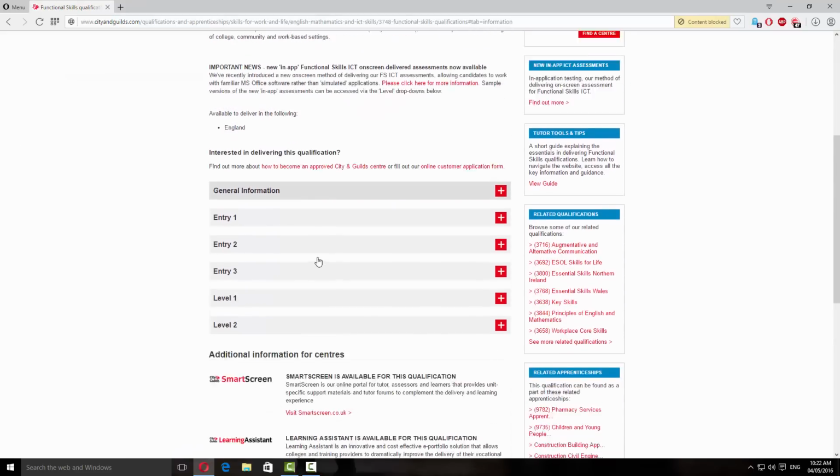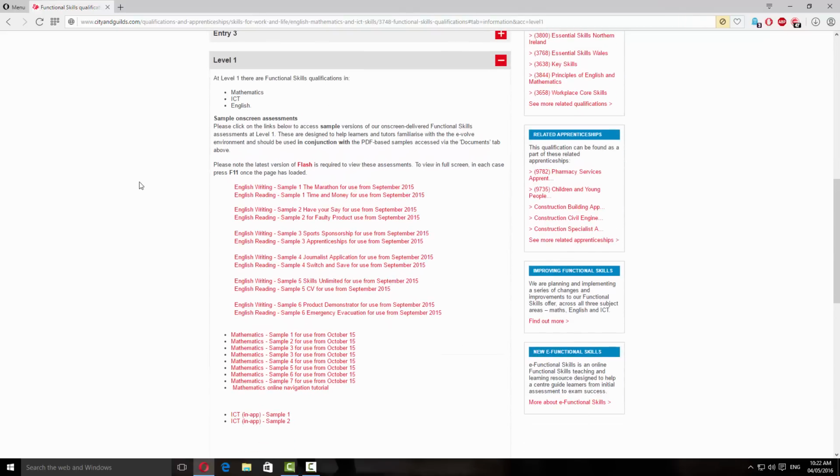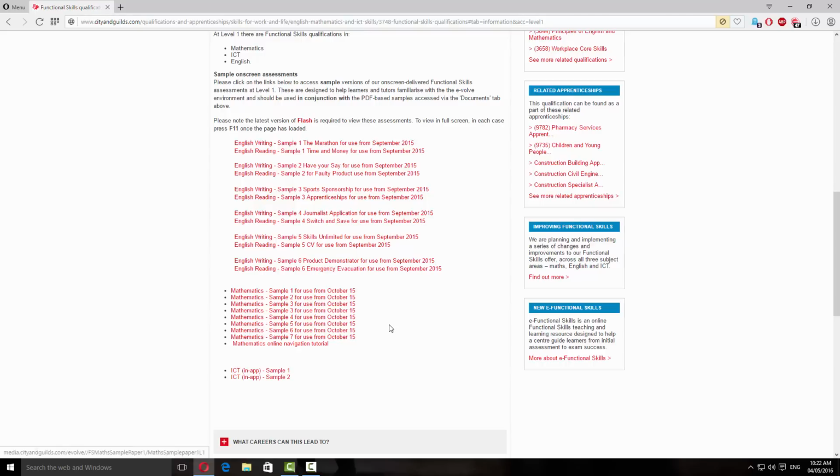the tests on it. If we just scroll down, and go to where it says Level 1, we expand on this, you can see all the different tests that are available. We're obviously interested in the maths test, so that's what we're going to be looking at. We're going to start with sample 1, and we're just going to work our way from beginning to end. I'll go through as much of the maths as I can with you while we do this.